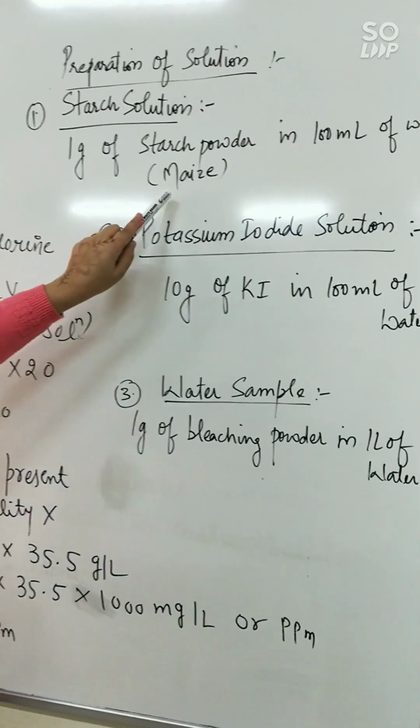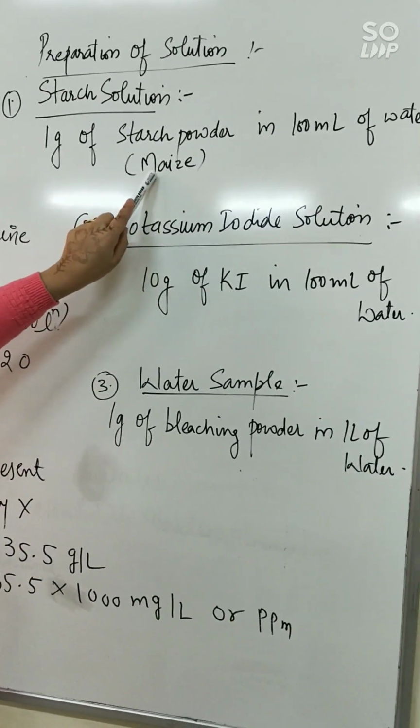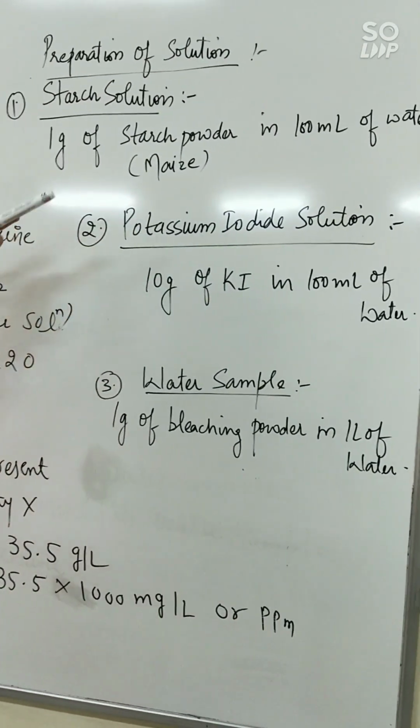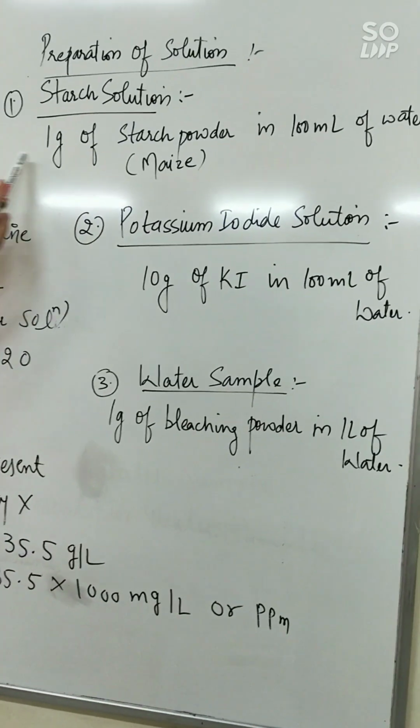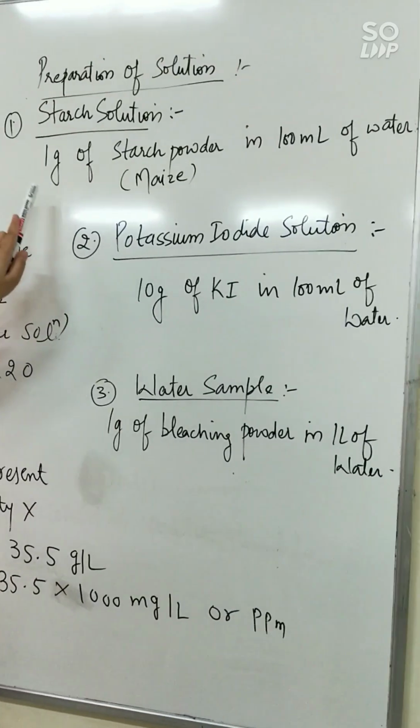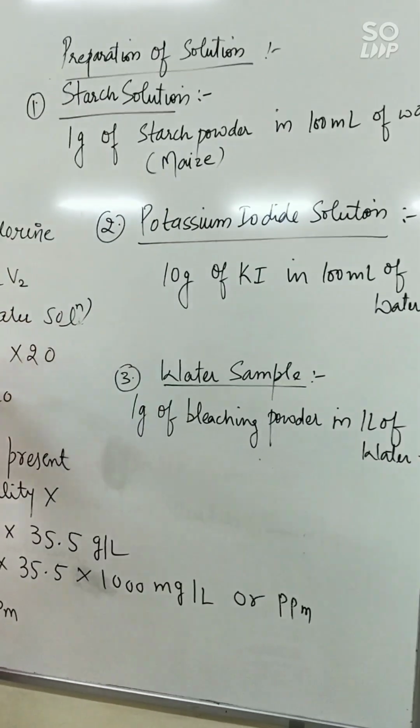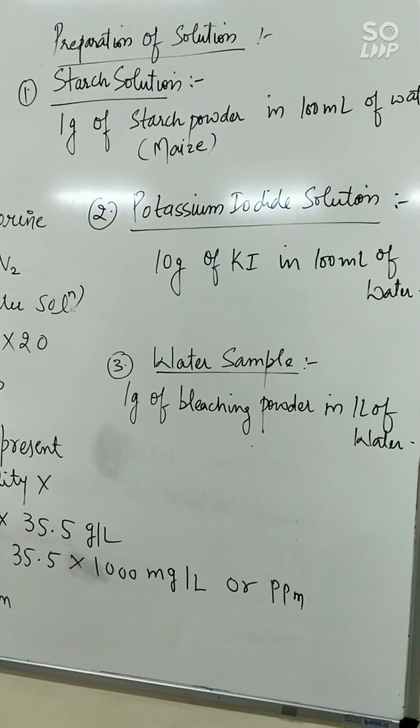In this I am using the maize powder, starch powder of maize. Also we can use any other source which is having starch. So this is the starch solution. In this we have to dissolve 1 gram of starch powder in 100 milliliters of water.